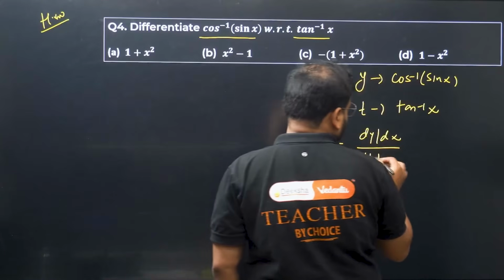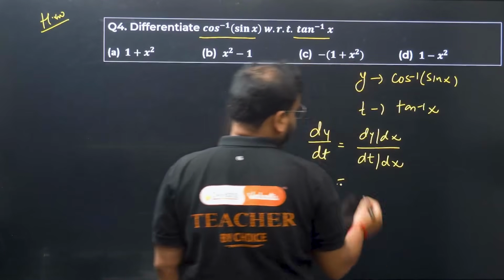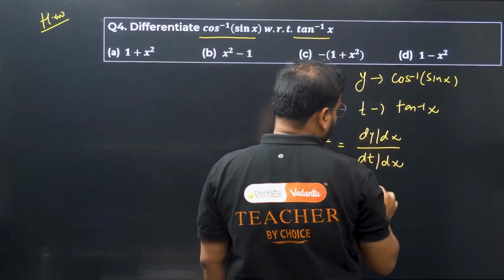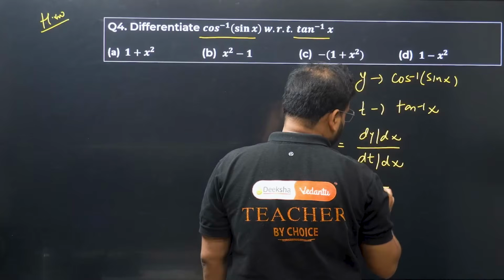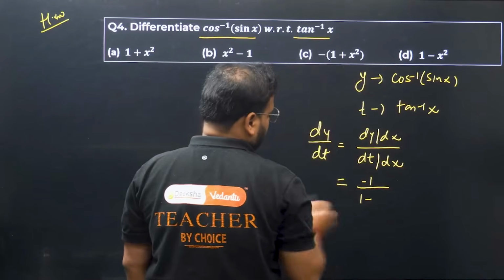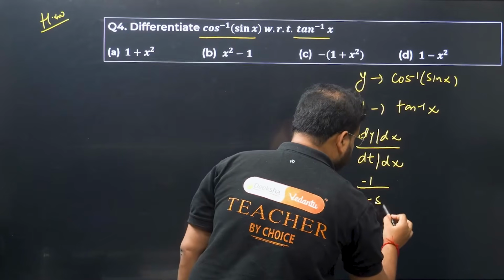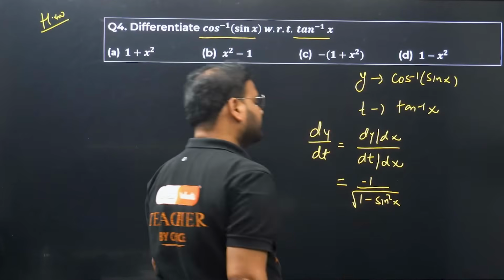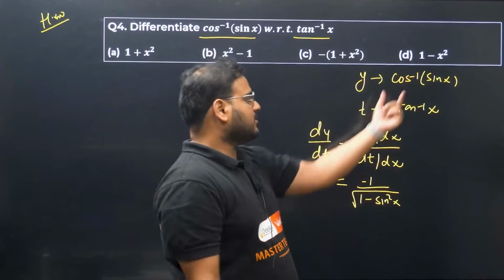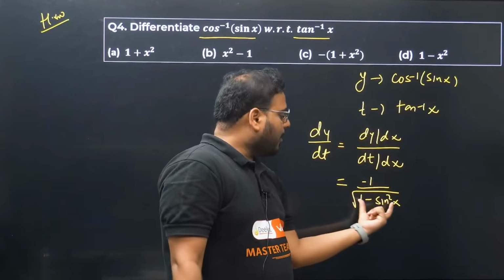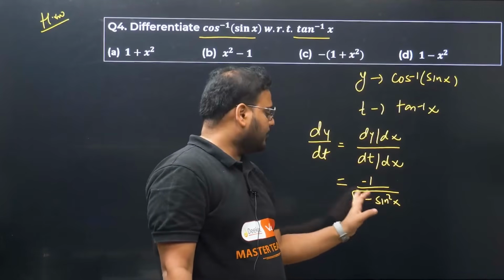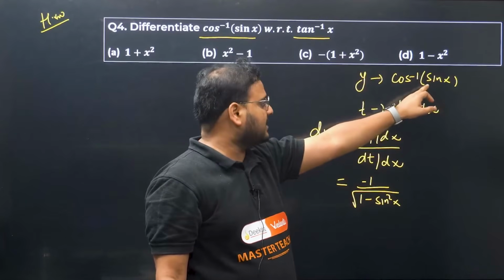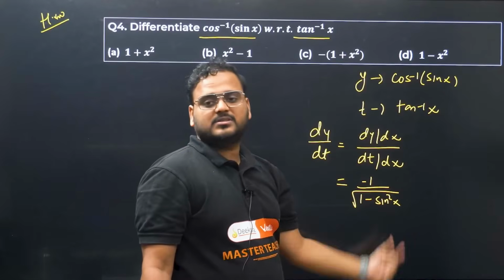This will be dt by dx. All right, so differentiate this. Cos inverse derivative is what? 1 upon 1 minus sin square x in the root. Correct or not? Derivative of cos inverse of something is minus 1 upon the root of 1 minus the square of that value. That value is sin x over here, so we get sin square x.